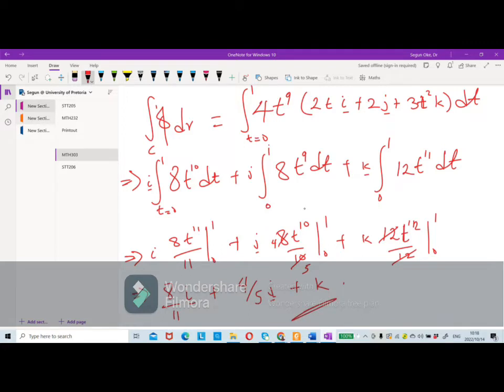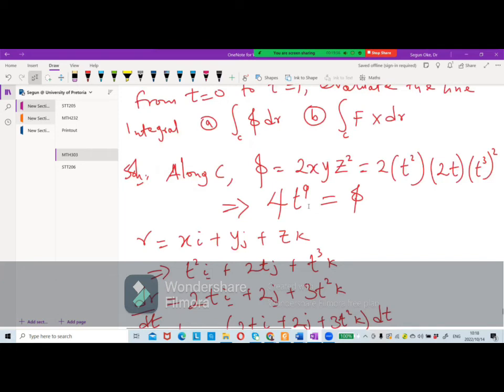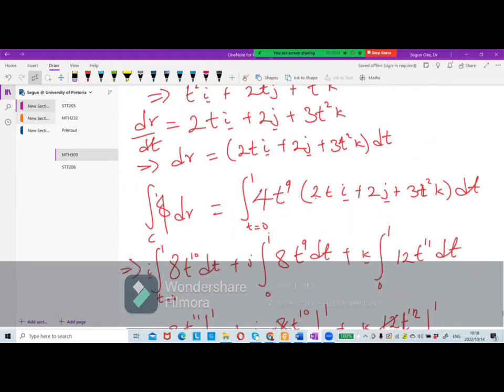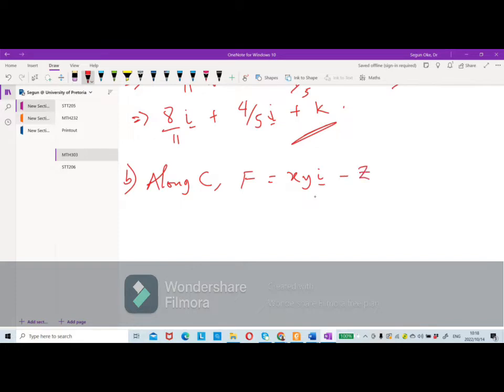Okay. Do you agree? Yes, sir. Then we do the same thing to cross. Remember, the second question says F cross dr. Let's quickly check F cross dr. Now we have, along C, F equals xy i minus z j plus x squared k. So we can substitute this now.